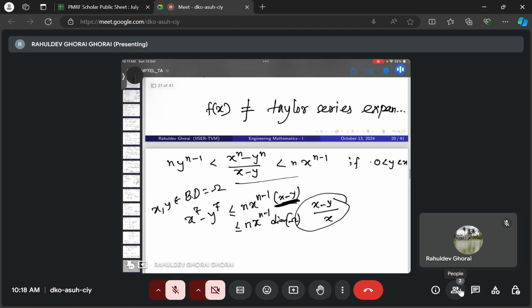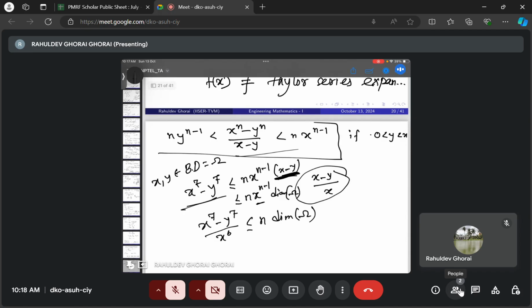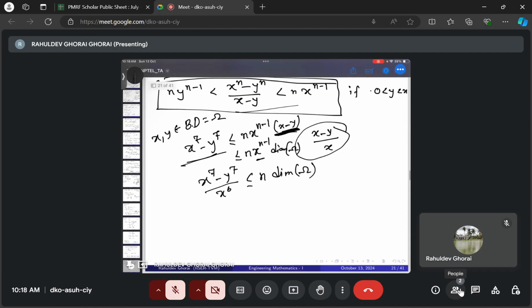And if you know that x is bounded, you can show that this quantity is bounded. Or if you want to know x to the power 7 minus y to the power 7 over x to the power 6, then that will be bounded in terms of the diameter of the domain. I mean, to estimate or to bound some term, you might need this type of inequality, this type of estimate also. So okay, how do you prove that?